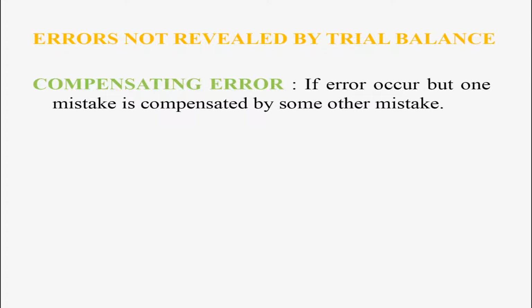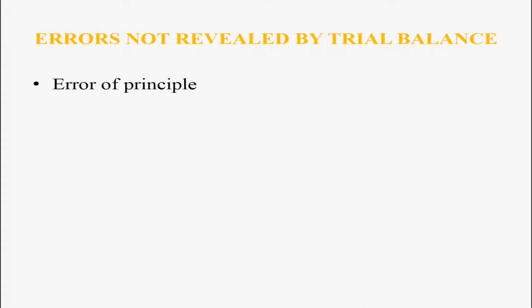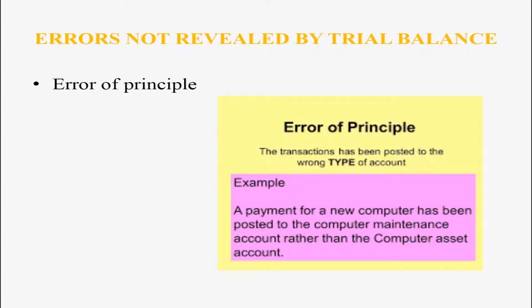Next one is compensating error. This type of error occurs when one mistake is compensated by some other mistake. Let's have an example: on one side of a particular account, $5,000 is recorded less, and on the other side of some other account, the same amount is omitted to be recorded, or vice versa. And the last one is error of principle. This type of error occurs when basic principles of accounting are not followed. For example, wages incurred on the installation of machinery are part of the total cost of machinery, and if those wages are debited separately, then this is an error of principle.